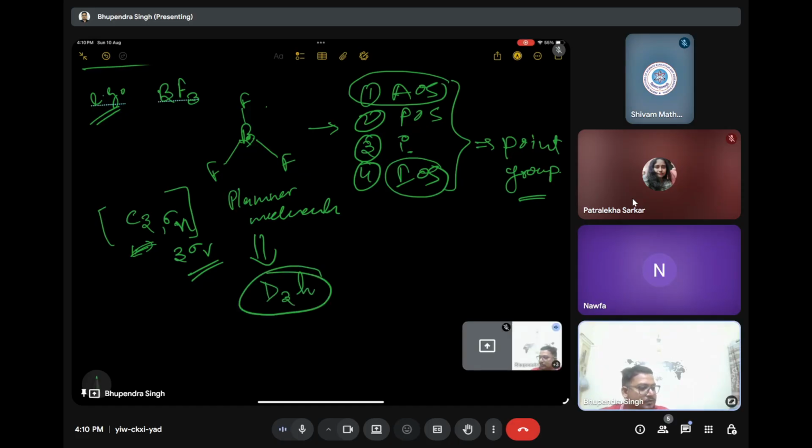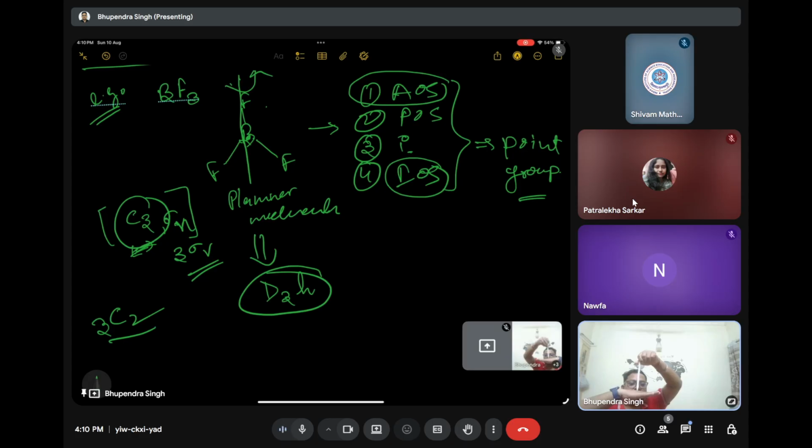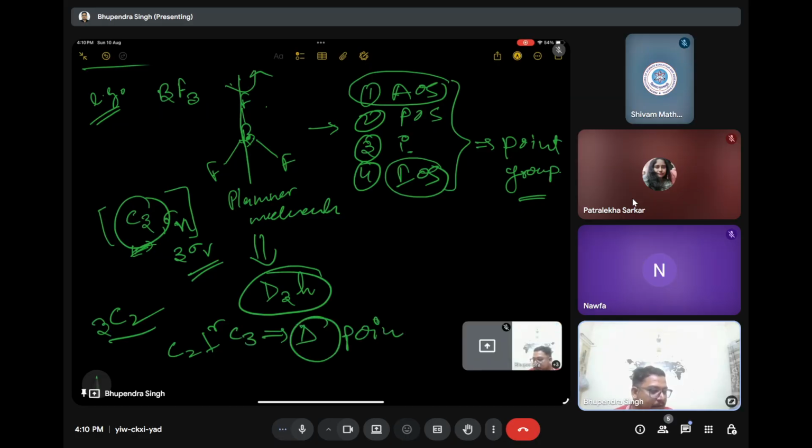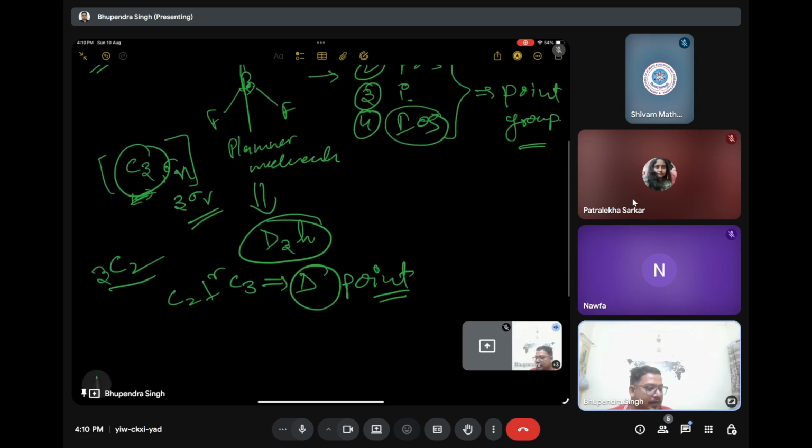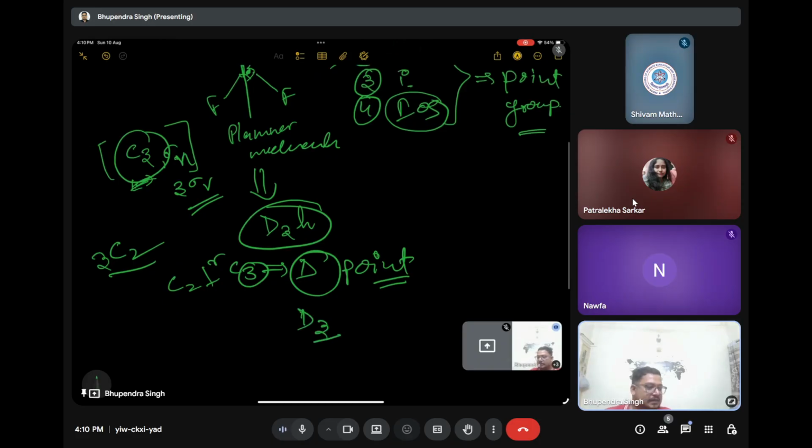Yes, because C2 is also present here. This is your C2. So 3 C2s are present here, perpendicular to the principal axis. This is your planar molecule. This is C3 and this is C2. So C2 is perpendicular to C3. This means you will get the D point group. Simple. Nothing else. And this is your principal axis, so D3 is here.